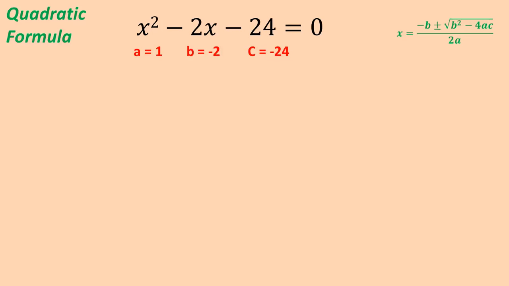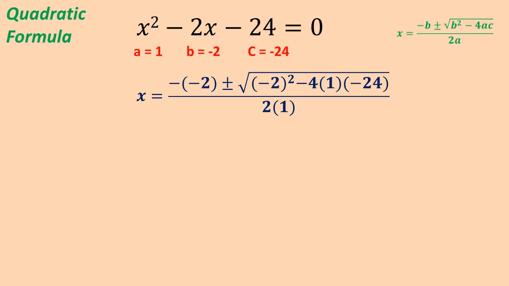So we are going to put these values in the quadratic formula. For example, the b value is negative, so we are going to put it in a bracket. Why? Because one negative belongs to the formula, and the second is the value of negative 2. So negative of negative 2, plus minus the square root of negative 2 whole squared minus 4 multiply 1 and minus 24, divided by 2 multiply 1.